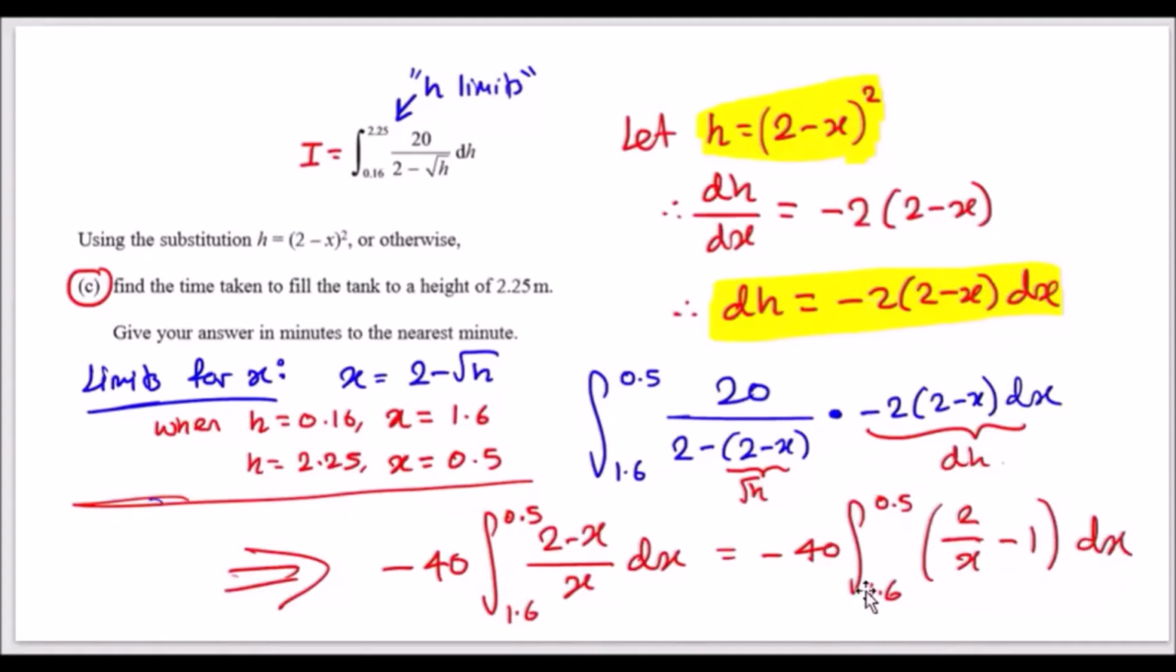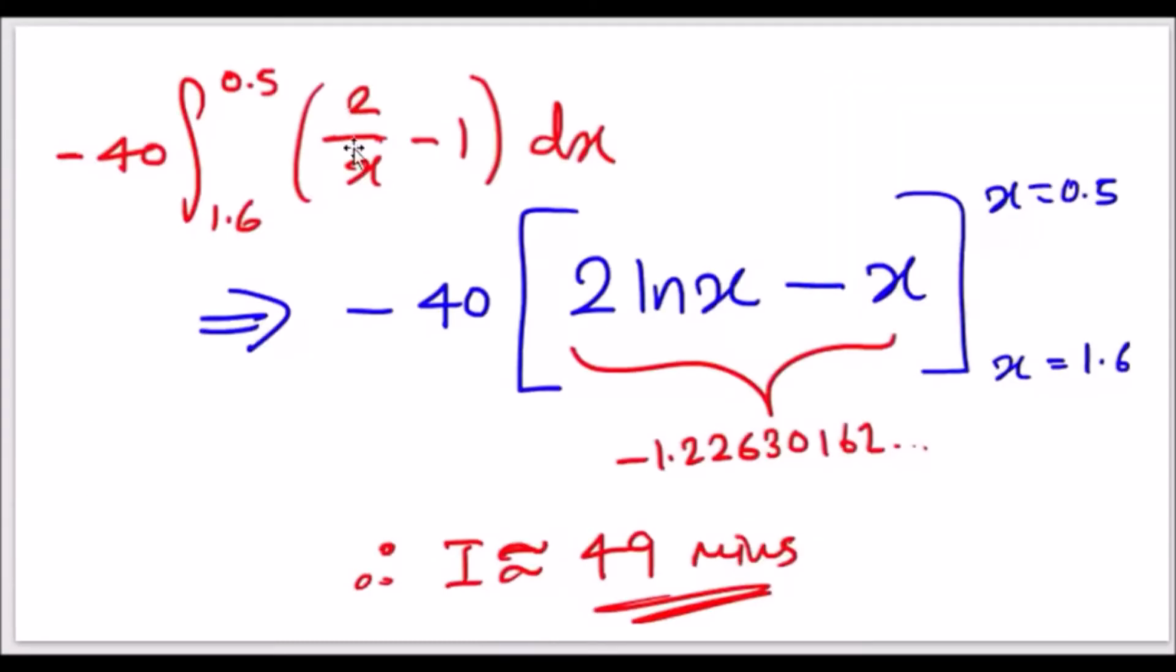And this is a tip. This one is definitely the log, and this one is definitely x. So integrating these two, you should get 2 ln x, because 1 over x integrates to ln x, and integrating 1 is just, well, x. Then you plug in the values: when x equals 0.5, you plug in 0.5 first, minus, then you plug in 1.6, and those two should come to a value like minus 1.226 and so on. Then times that by -40, and you should get a time of roughly 49 minutes.